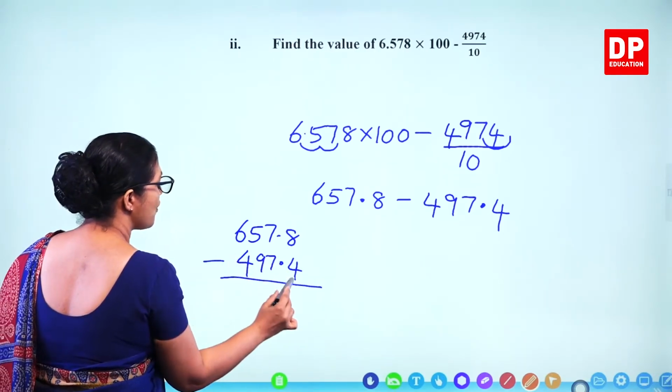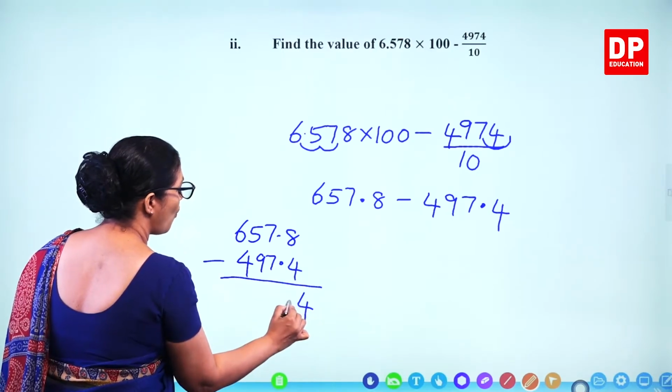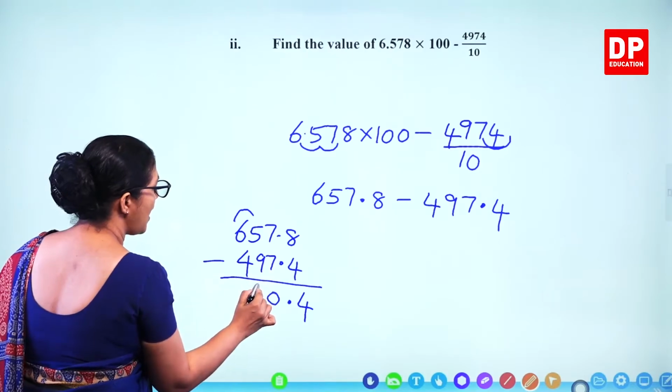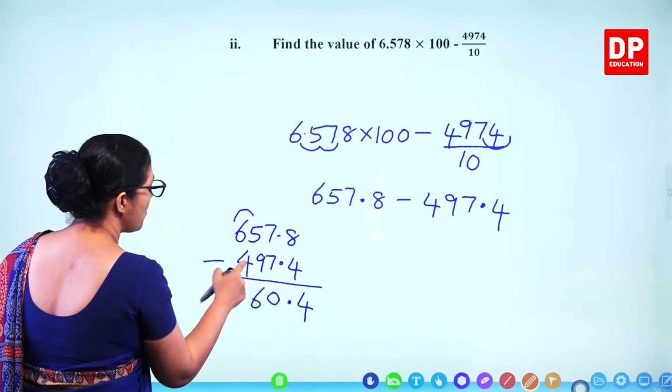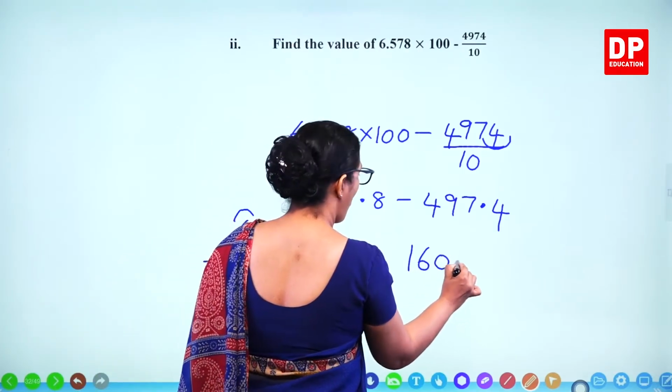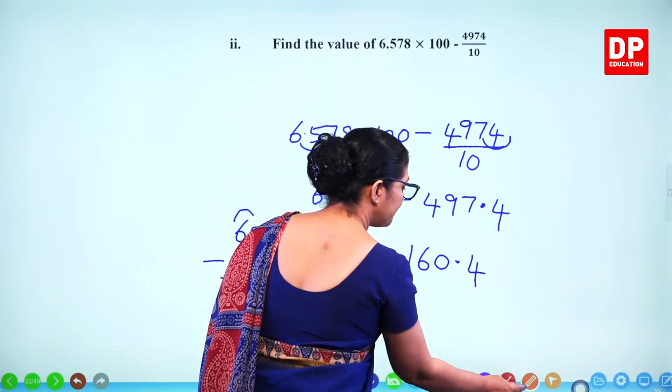What happens when you subtract? 8 minus 4 is 4. 7 minus 7, 0. 15 minus 9, that's 6. 5 minus 4 is 1. So 160.4.